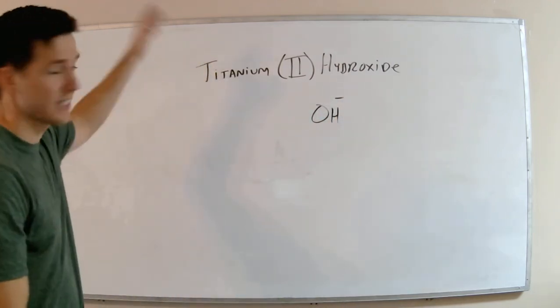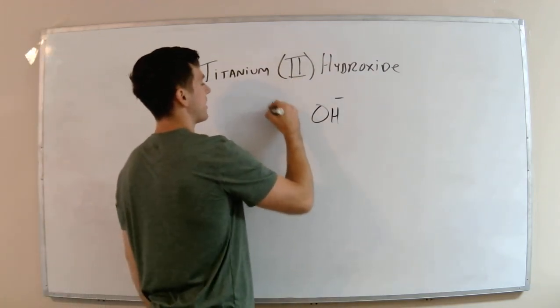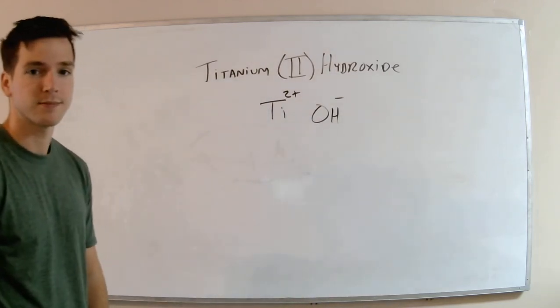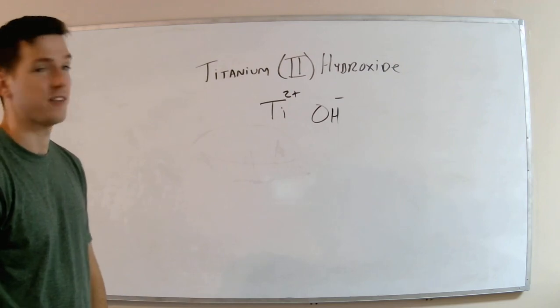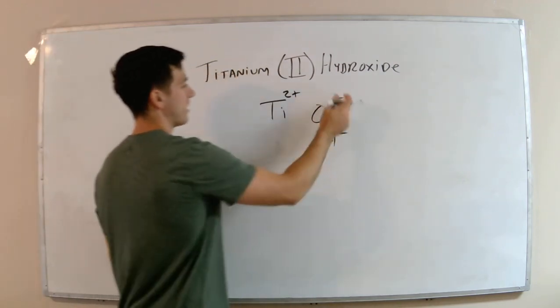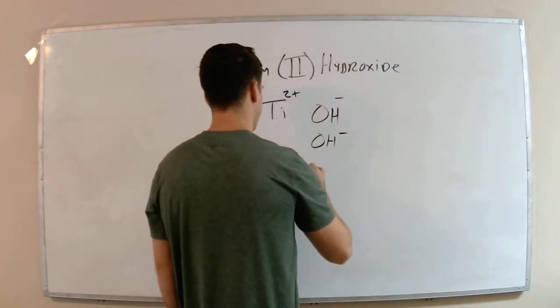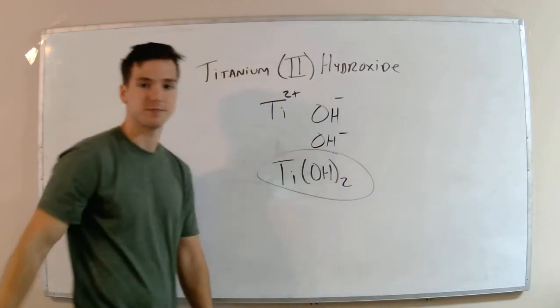Okay, titanium. Okay, transition metal. You see that Roman numeral there? It's got Ti and it's got 2 plus charge. Okay, and now let's make sure we balance this guy out and that we're making it neutral. I'm going to need an extra hydroxide in there to make sure I neutralize that out. So it's just titanium 2 hydroxides.